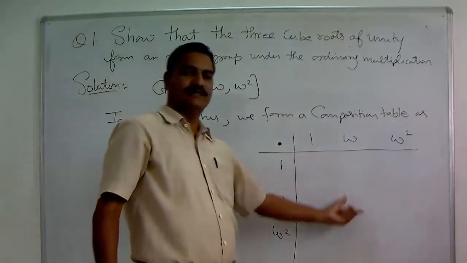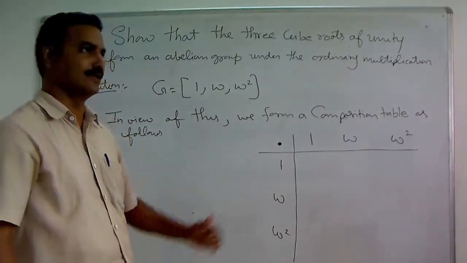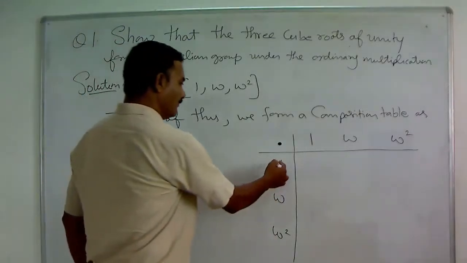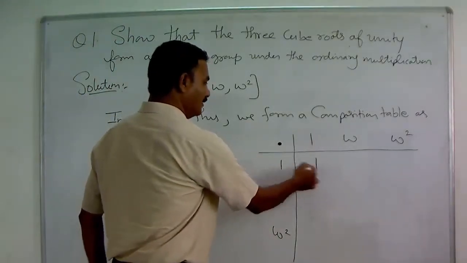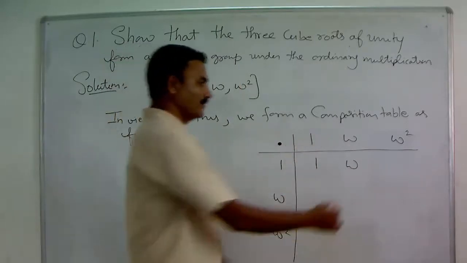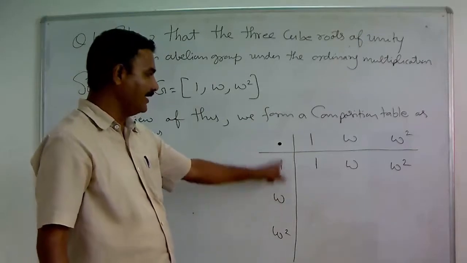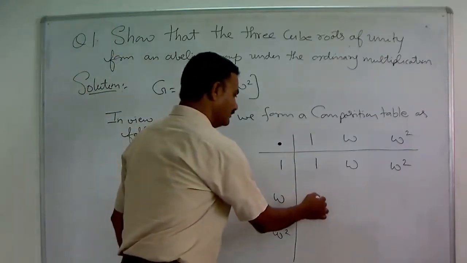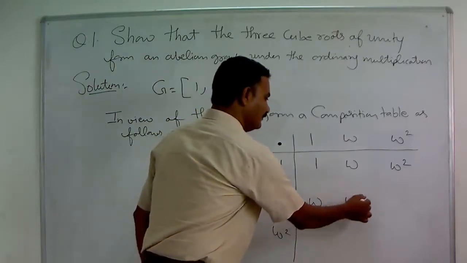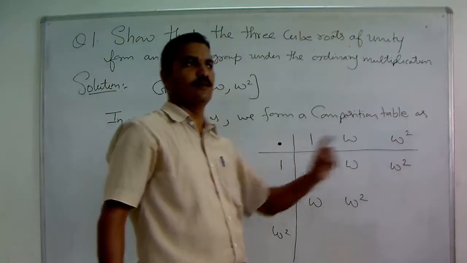Now we determine all the entries inside the composition table with the help of ordinary multiplication, because our operation here is ordinary multiplication. So when we multiply 1 with 1, we get 1, 1 into omega gives us omega, 1 into omega square is omega square. Further, omega into 1 is omega. Omega into omega gives us omega square. And when we multiply omega with omega square, it gives us omega cube.